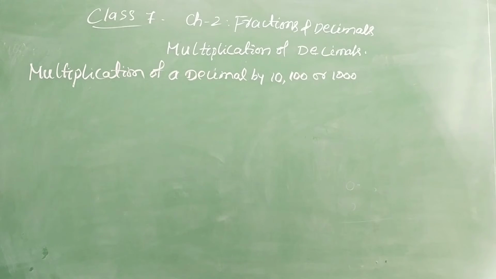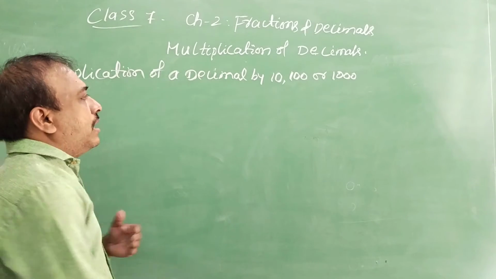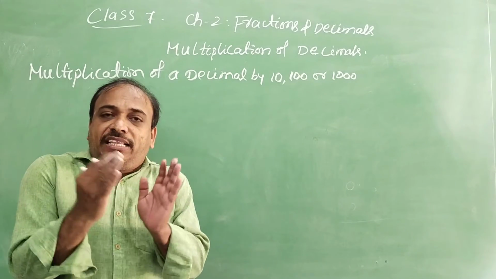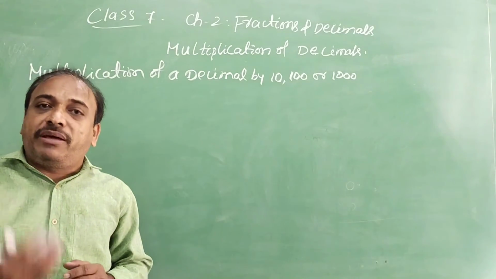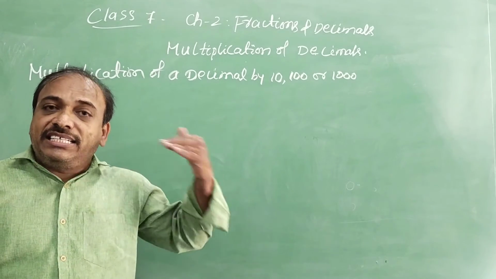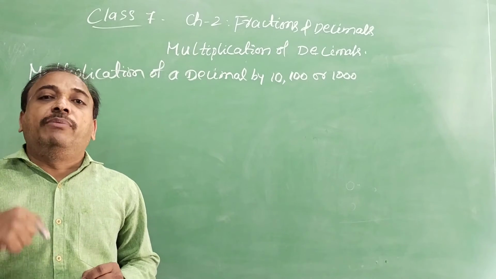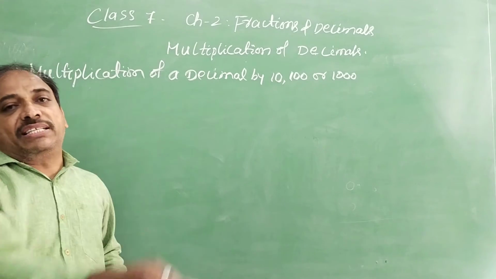Let us see multiplication of a decimal by 10 or 100 or 1000. The digits remain the same, the number which we are multiplying. Only the decimal point will be shifted towards the right.